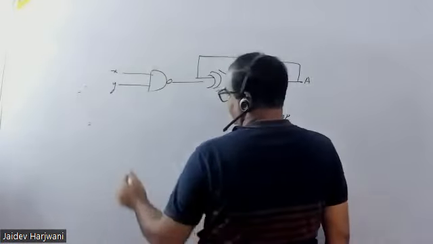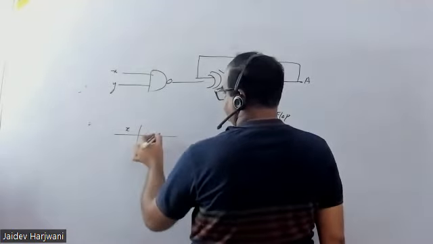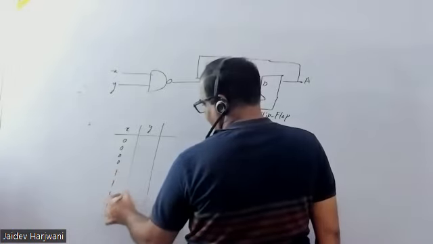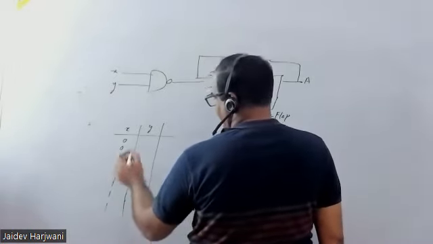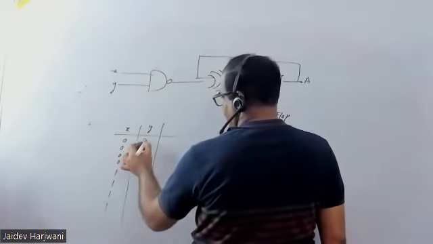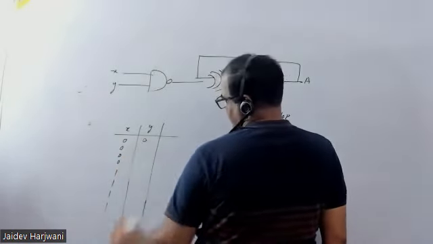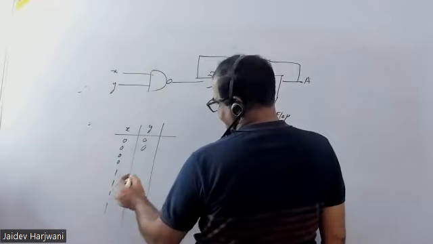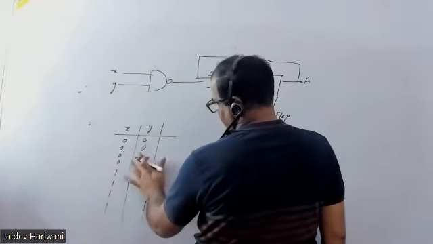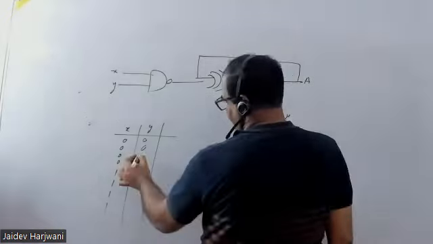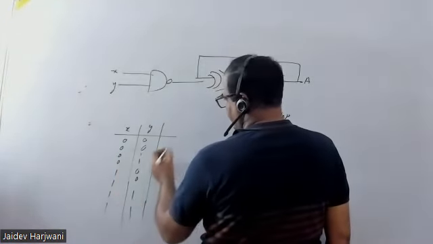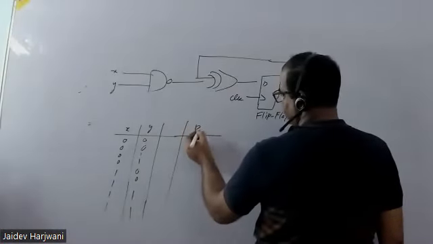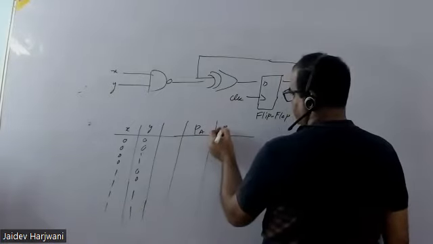So now we have X, we have Y. X can be 0 0 0 0 1 1 1 1. Your Y can be 0 0 1 1 0 0 1 1, and the present state. I'm writing present state of A, and next state of A.